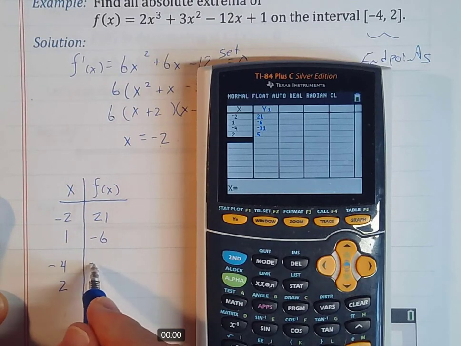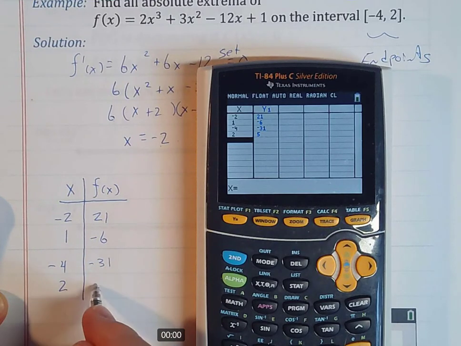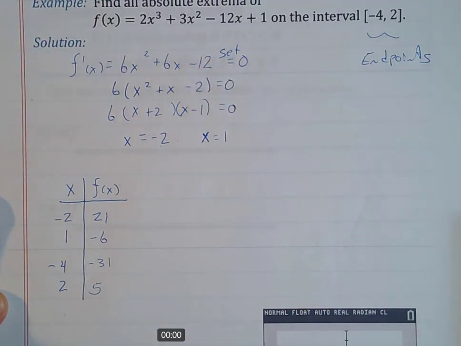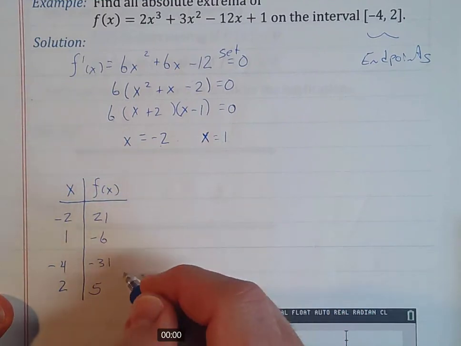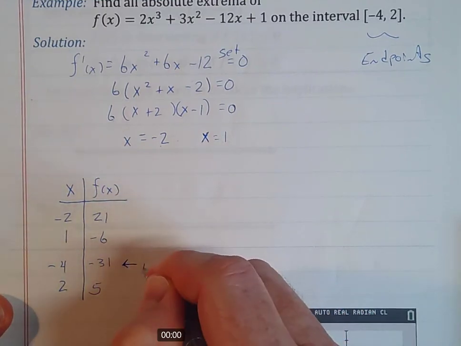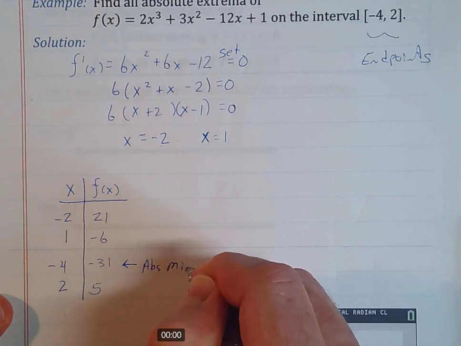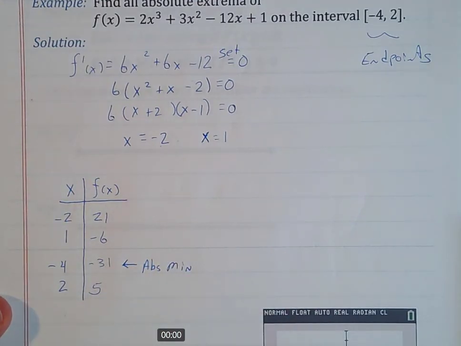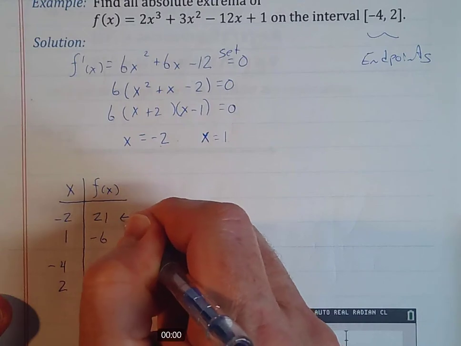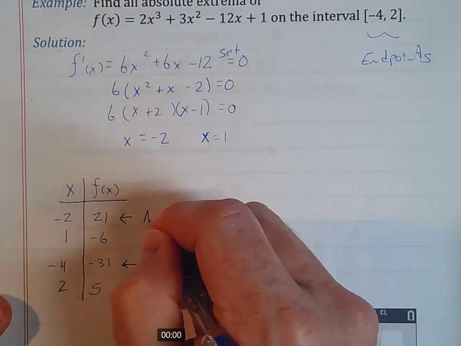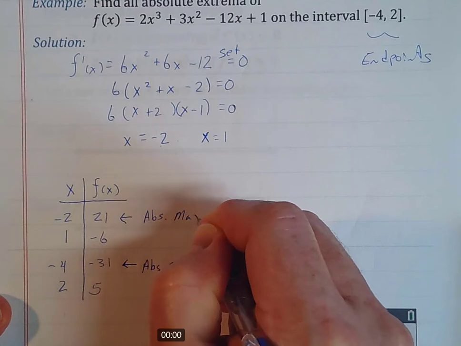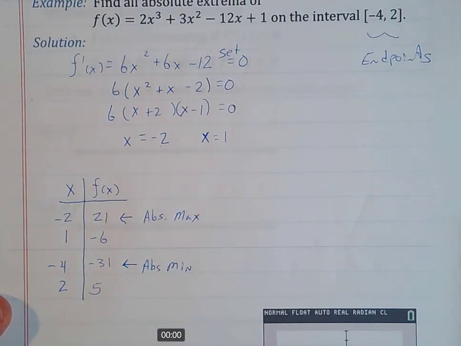I've got negative 31. And I've got 5. Okay. And so from here I should be able to identify my absolute extrema. Looks like the lowest y value occurs right here. So this is an absolute min. And the highest y value occurs right here. And so I've got an absolute max that comes from here. And that's it. I've identified my absolute extrema, my absolute max and mins on this graph.